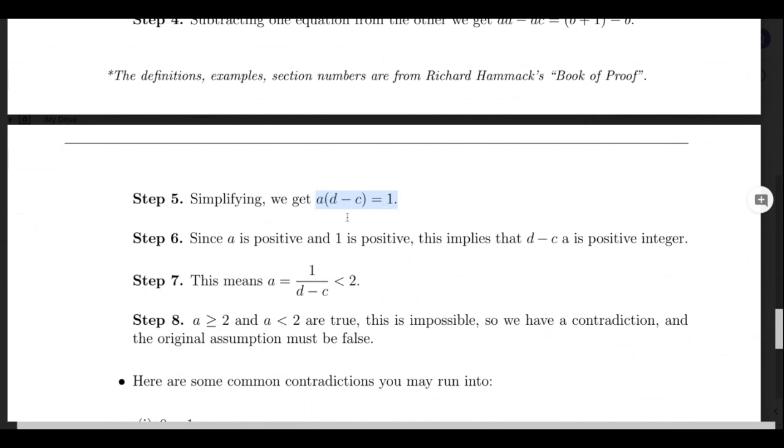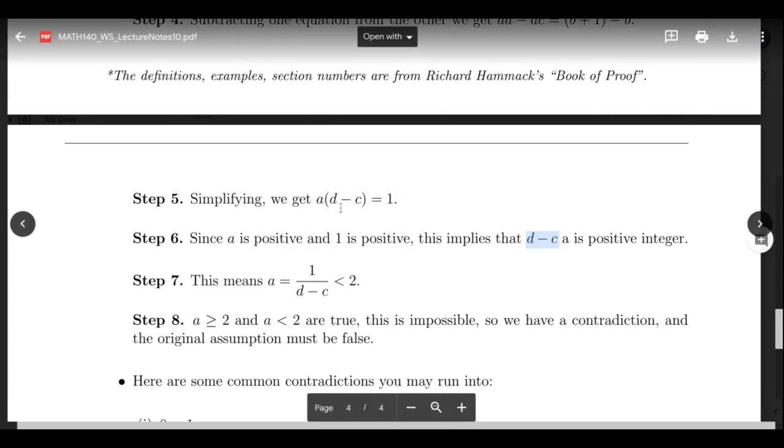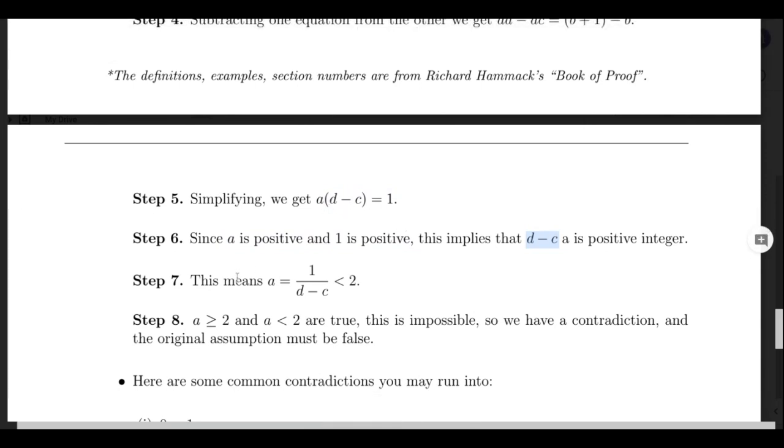Right? Remember A is an integer, and D and C are integers. So since A is positive and 1 is positive, this implies D minus C is also positive. It's a positive integer. So let's divide by D minus C on both sides. We get A equals 1 divided by D minus C, less than 2.